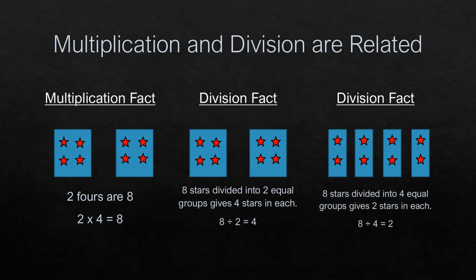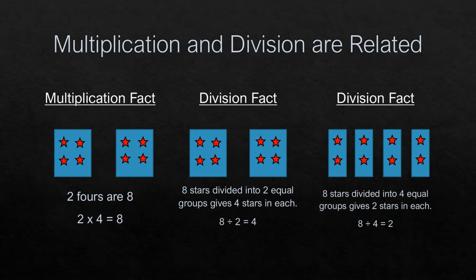In division fact, 8 stars are there and these 8 stars are divided into 2 equal groups and each group has 4 stars. 8 stars divided into 2 equal groups gives 4 stars in each. 8 divided by 2 is equal to 4.